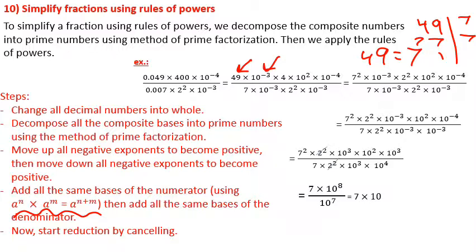Now, after all that, in this step we should start the reduction by canceling. How do we cancel? We look for similar bases. If they have the same exponents, they cancel each other. If they have different exponents, we subtract the exponents.